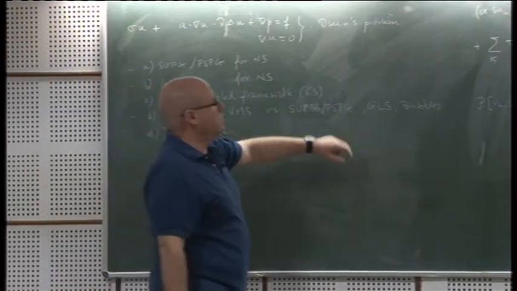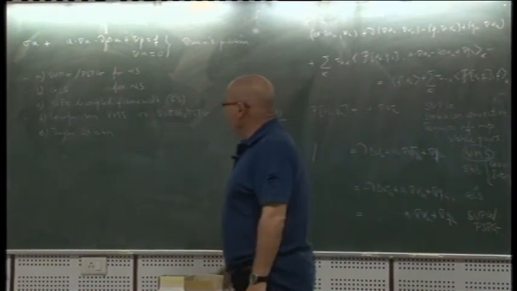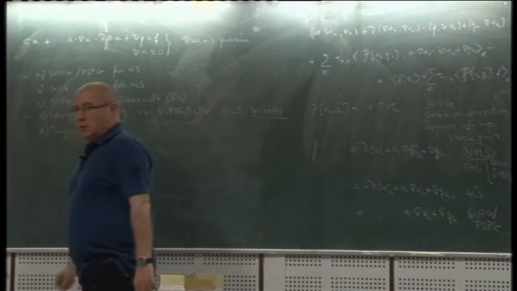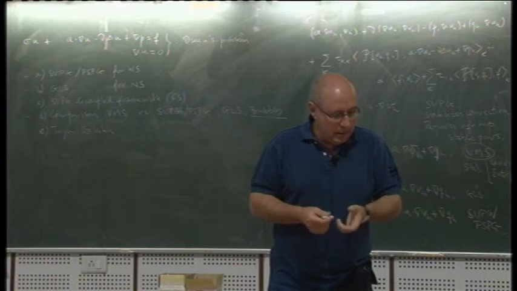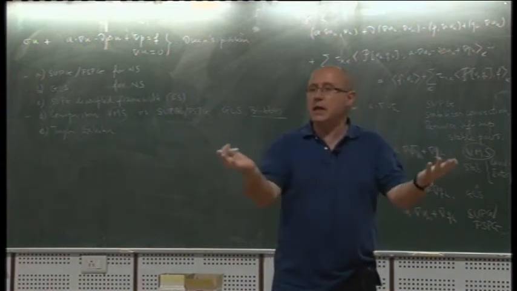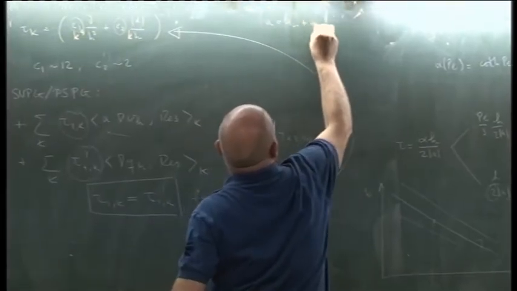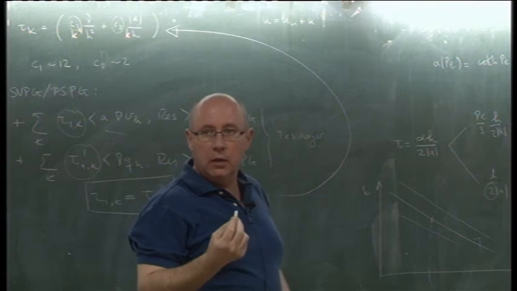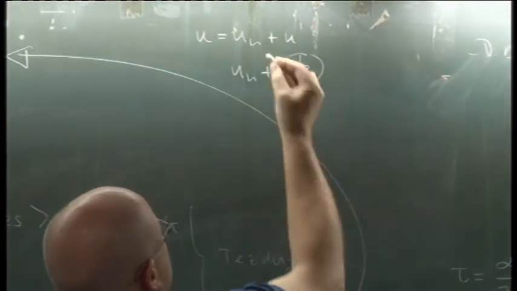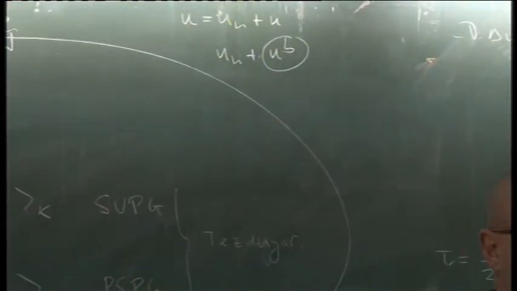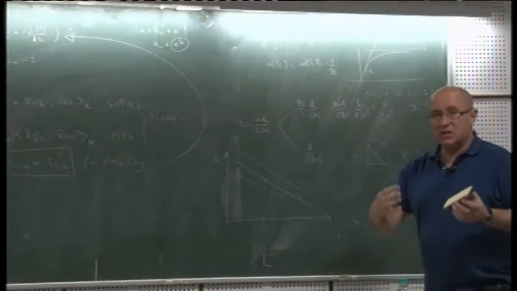Ah, bubbles, yes, bubbles. Well, bubbles have a big problem. Bubbles will always give you the same structure as BMS. Because BMS, in a sense, is like a method introducing bubble functions. What do we do in BMS? We split U into UH plus U prime, and we approximate U prime. What is done when you introduce bubbles? You approximate UH plus the bubble component, U bubble. So it's the same. In a sense, bubble functions can be understood as saying that this subgrid scale is a bubble function. But this is terribly restrictive.